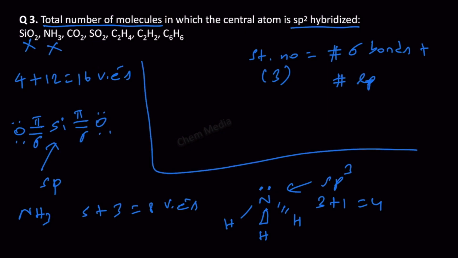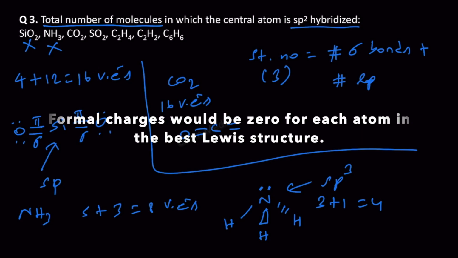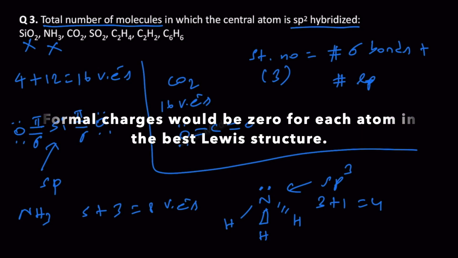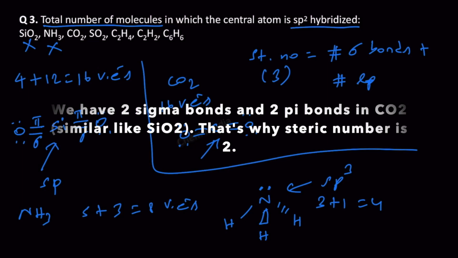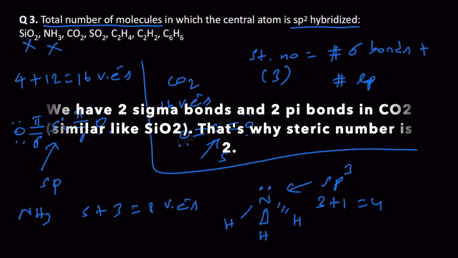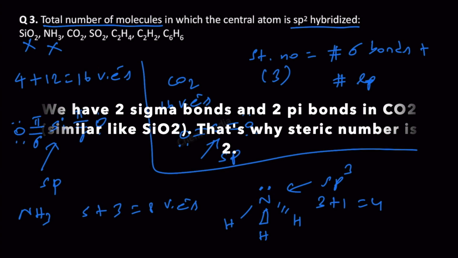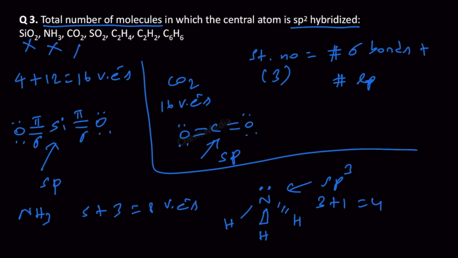How about CO2? What is the total number of valence electrons? 4 plus 12. So, we have 16 valence electrons once again, and the best Lewis structure would be this one. So this means once again we have steric number equal to 2. So therefore the hybridization of carbon here is sp. So we shouldn't include that one also.